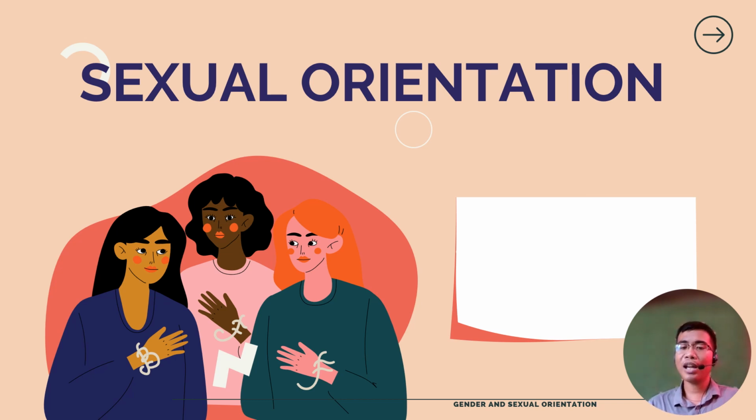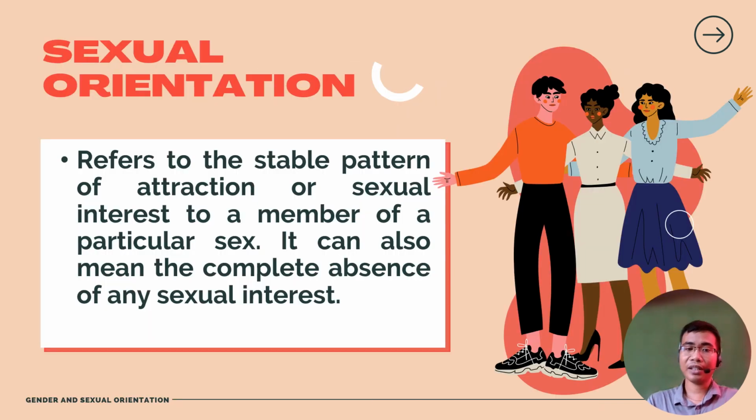Next to that, we have the sexual orientation. Okay, so when we say sexual orientation, this has something to do with sexual and romantic interest. So it refers to the stable pattern of attraction or sexual interest to a member of a particular sex. It can also mean the complete absence of any sexual interest. So, asa mo nabilong ani? Naa ba mo nabilong ani sa complete absence of any sexual interest?